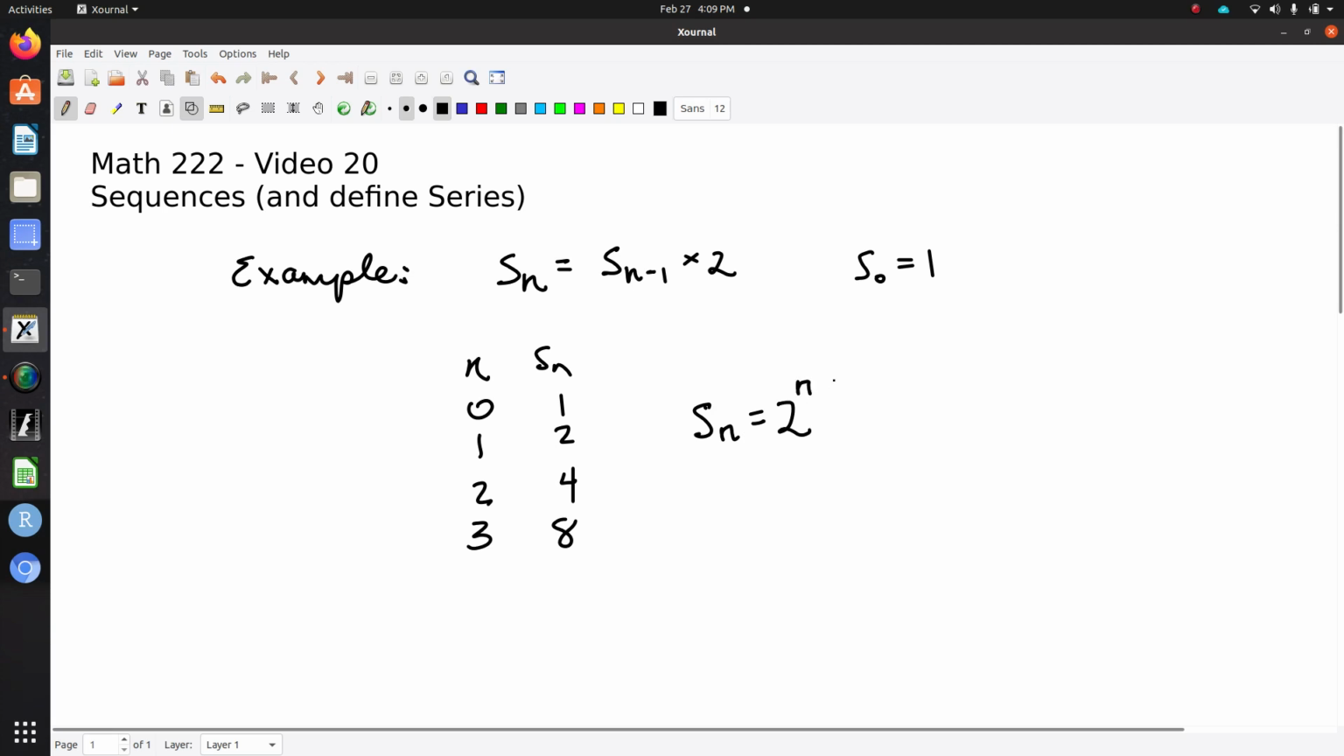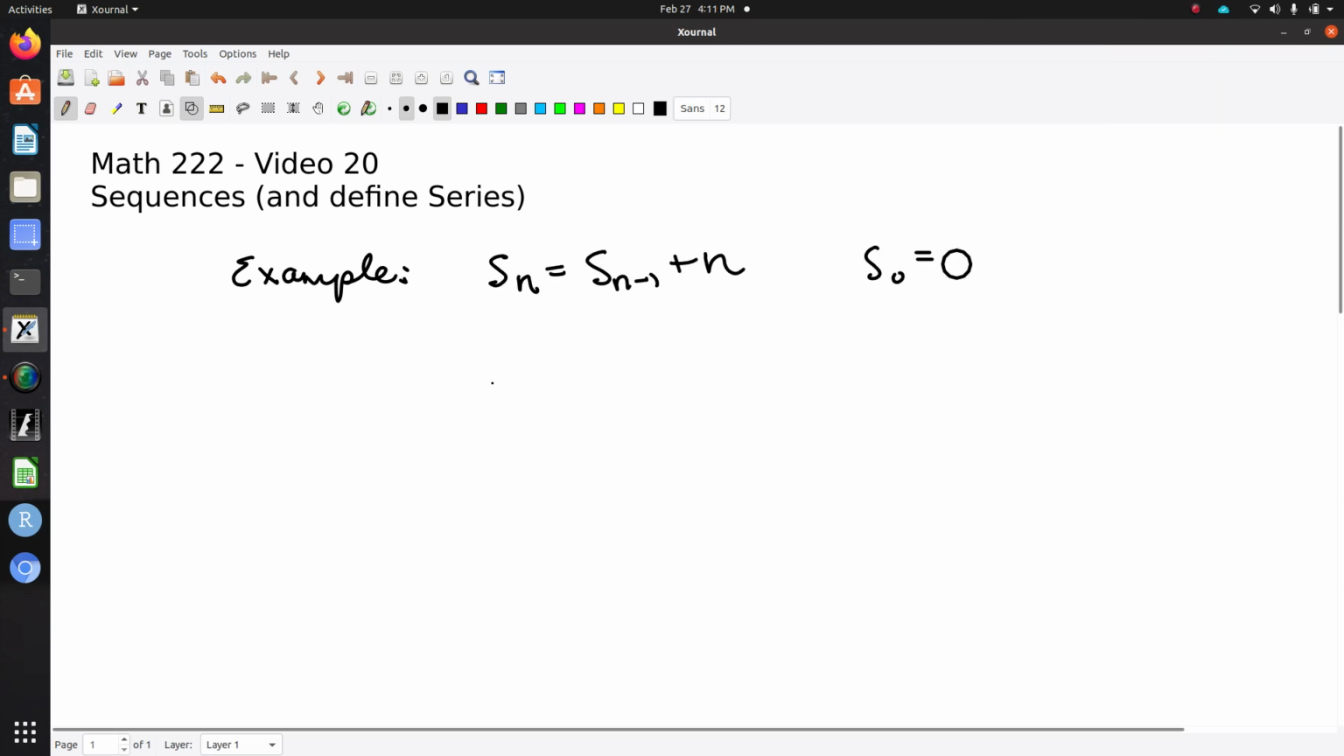Okay, and that kind of thing can happen too. So those are two pretty classic types of problems. And then there's this classic one where we're just creating triangle numbers.